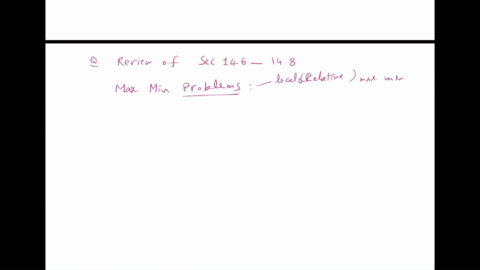Sort of review of sections 14.6 to 14.8. These whole sections, the three sections, are about what we call max-min problems. It is divided into three parts: local or relative max, min. What is local maximum, local minimum, and saddle points, by the way, as well.